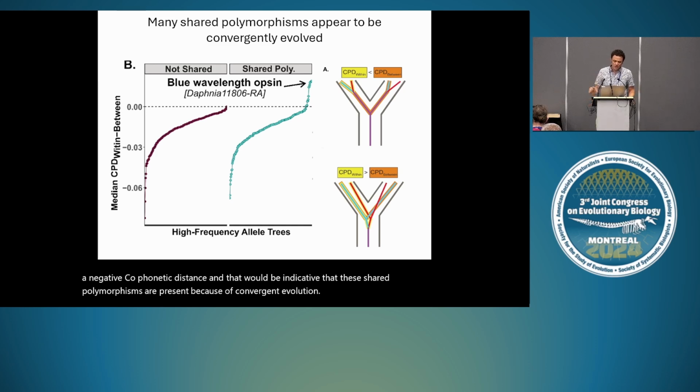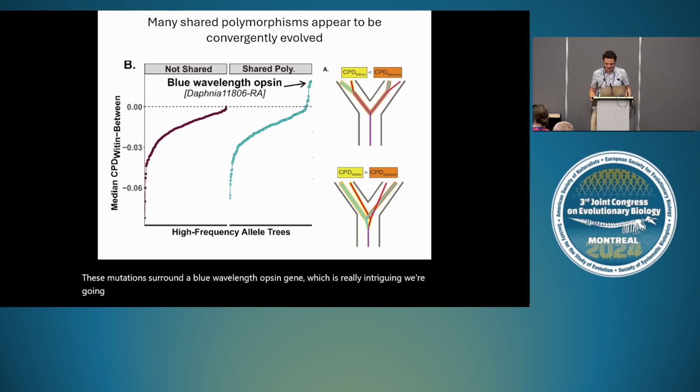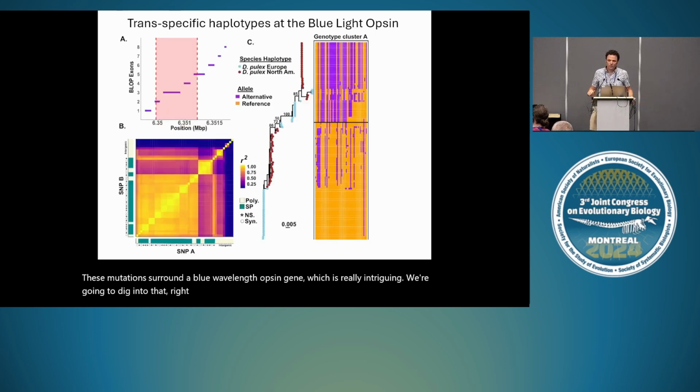However, there's one gene and a bunch of SNPs surrounding that one gene that show a positive difference, which is indicative of an ancient balanced polymorphism. These mutations surround a blue wavelength opsin gene, which is really intriguing, and we're going to dig into that right now.